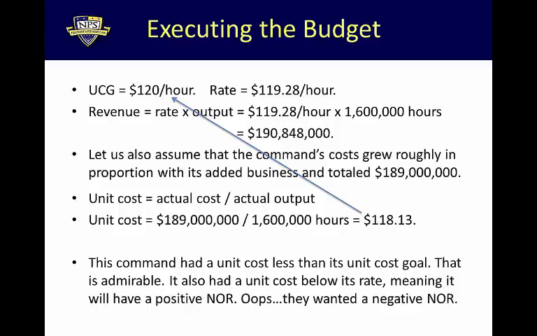Well, that's admirable, right? Things cost less than people expected. They provided good value for their customer. It also had a unit cost lower than its rate. That means it will have a positive NOR. Things actually cost less than what they charge the customer on an hourly basis. But wait a minute, didn't they want a negative NOR? What happened here?